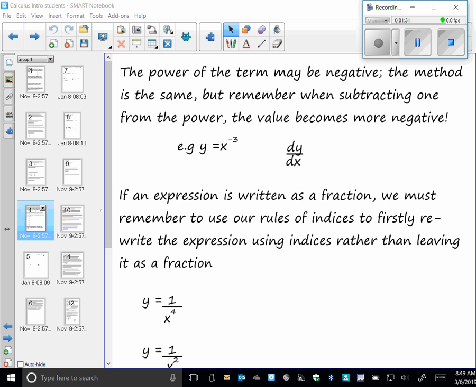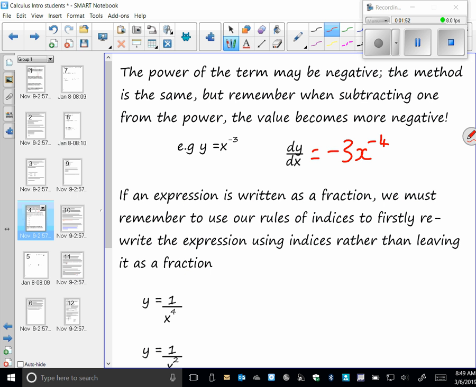Okay. So for example, we may as well use this one as the example. We've got a negative power, so you just have to be careful with this one. So our power comes to the front. So this would be what? Negative 3x to the negative 4, because taking 1 from negative 3 makes it negative 4.